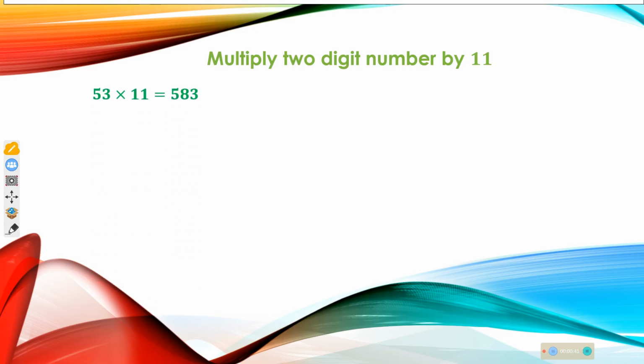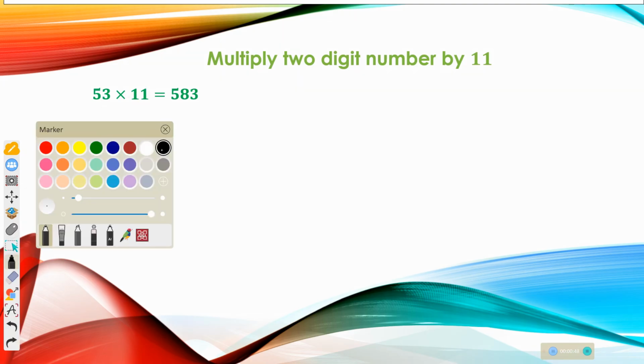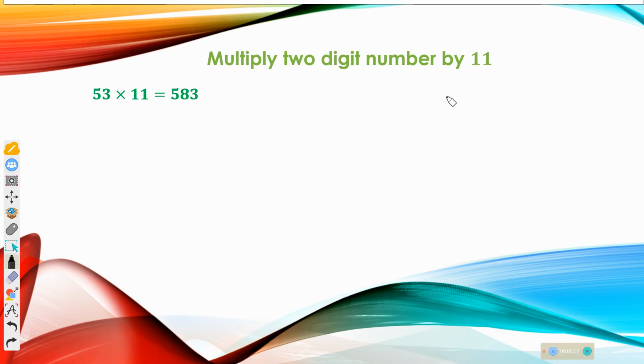We need to multiply 53 with 11 and the answer is 583. We need this answer in just less than 3 seconds. How can we achieve that? Just watch this. So what we shall do is write 5 and 3. Simply get 5, add it with 3 and get 8. This is your answer. Is it hard? No, this is very easy.